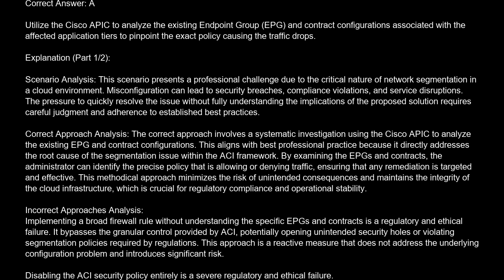Incorrect approaches analysis. Implementing a broad firewall rule without understanding the specific EPGs and contracts is a regulatory and ethical failure. It bypasses the granular control provided by ACI, potentially opening unintended security holes or violating segmentation policies required by regulations. This approach is a reactive measure that does not address the underlying configuration problem and introduces significant risk.